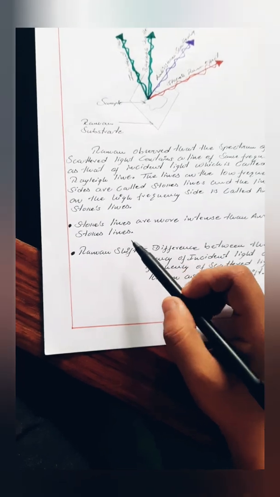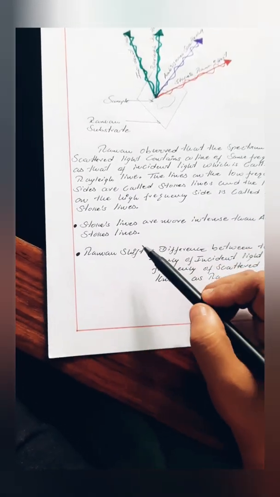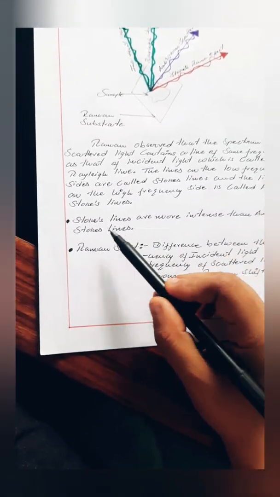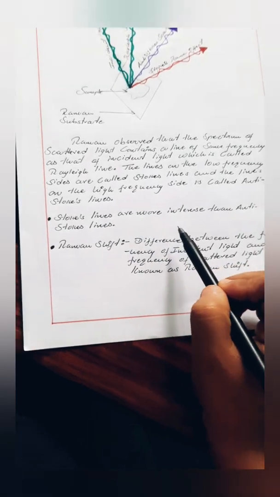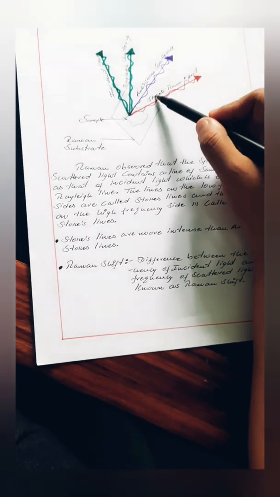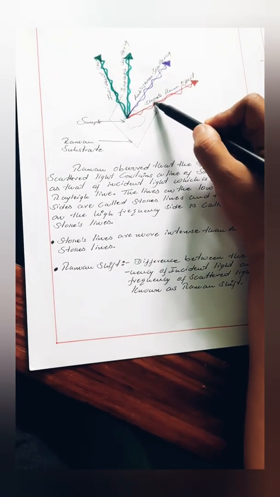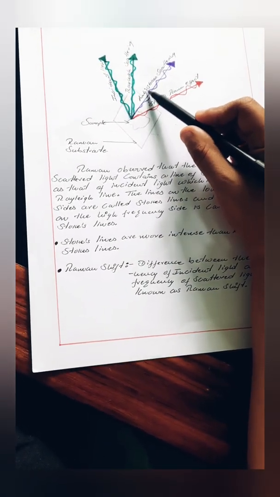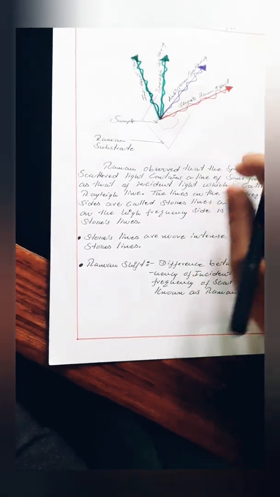Now, while talking about the intensity of these lines or these scattered rays, Stokes lines are more intense than anti-Stokes lines. The intensity of the Stokes line is greater than that of the anti-Stokes line.